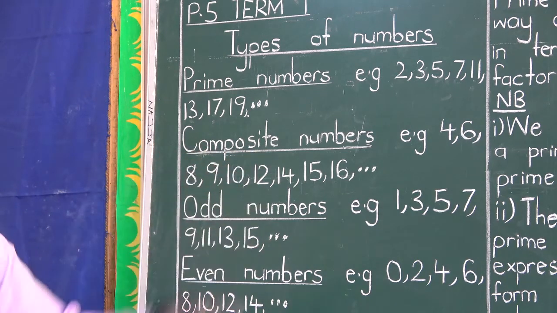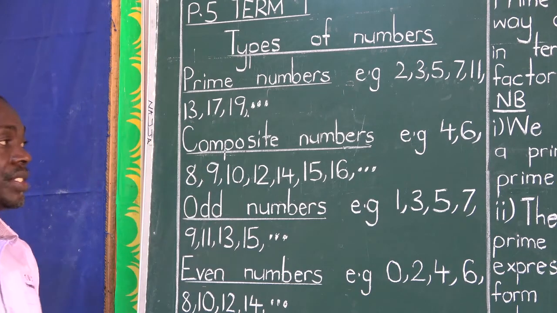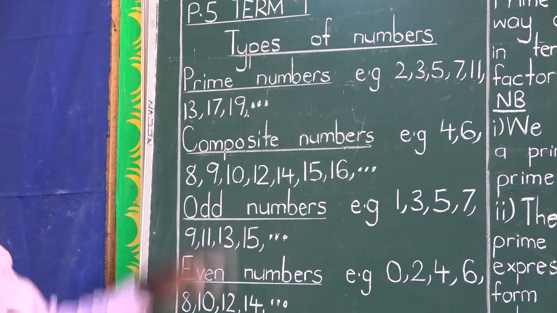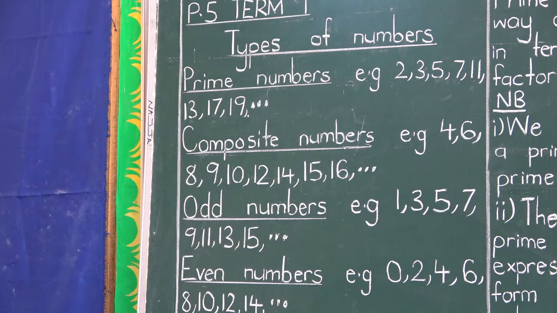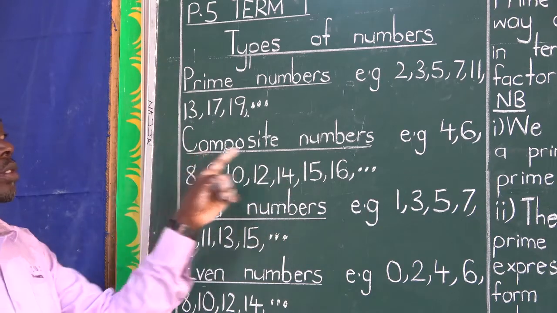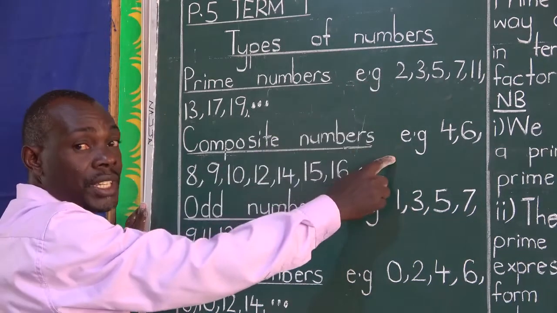So we go to the next type of numbers, which is composite numbers. What is a composite number? A composite number is a number that has got more than 2 factors. It is the opposite of prime numbers. So numbers with more than 2 factors are said to be composite numbers. And numbers with only 2 factors are prime numbers. So any number that's not prime is a composite.